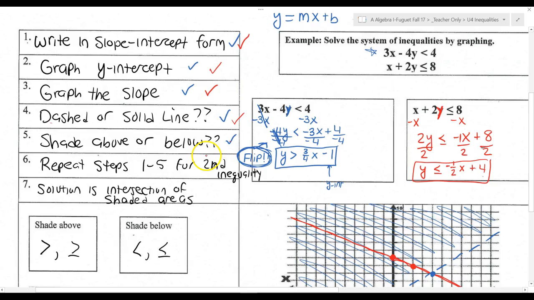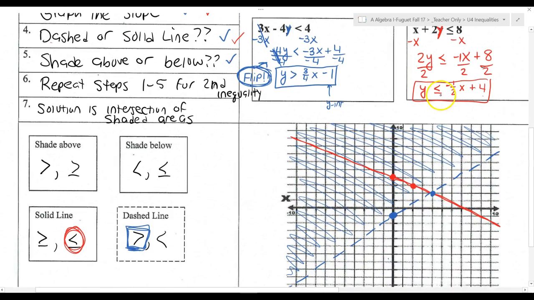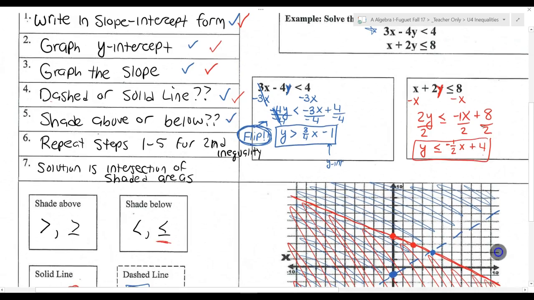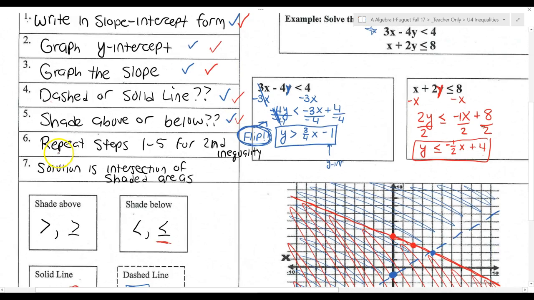Shade above or below. In this case, since it's less than, less means shade below. That's the symbol right here. So I'm going to take a moment and use my red now to shade everything that is below the red line. And we don't have to repeat steps 1 through 5, so we are finished this step now.